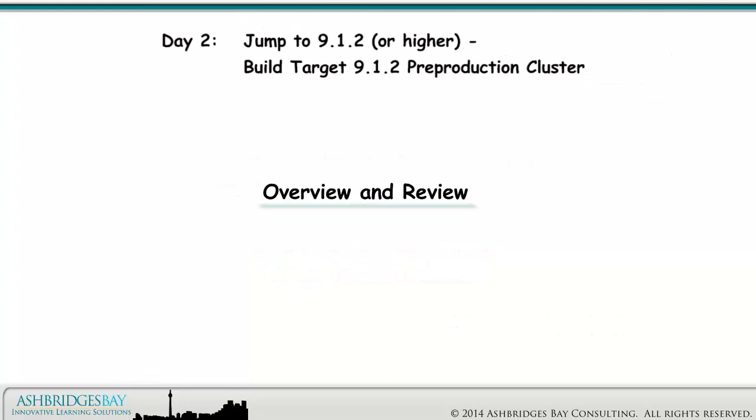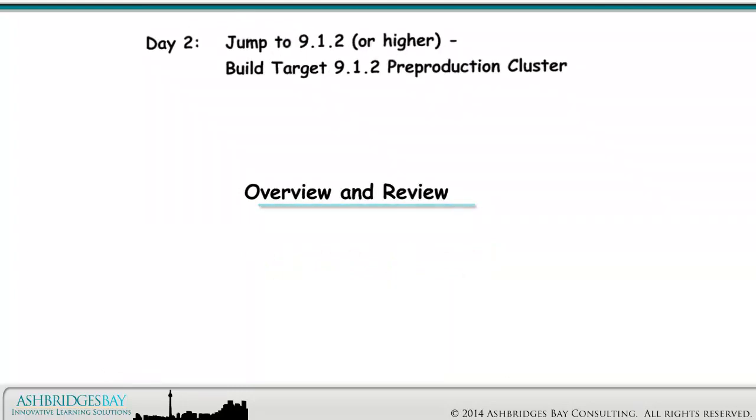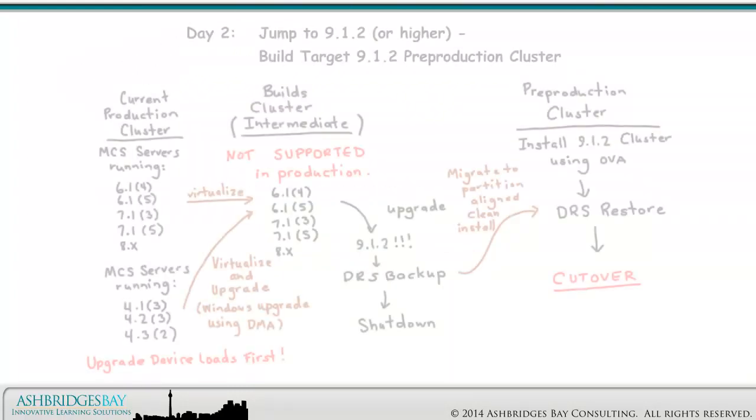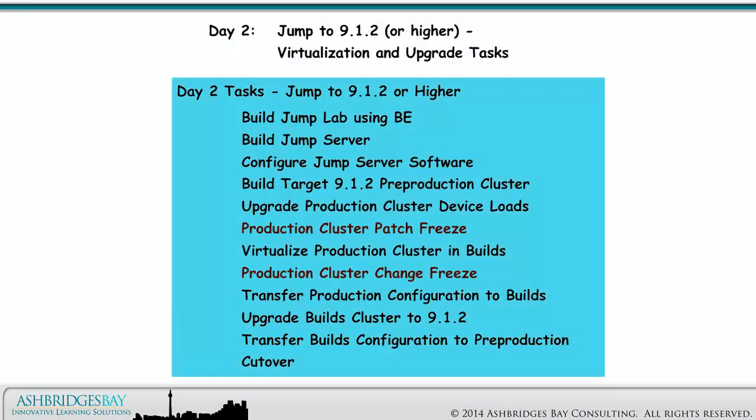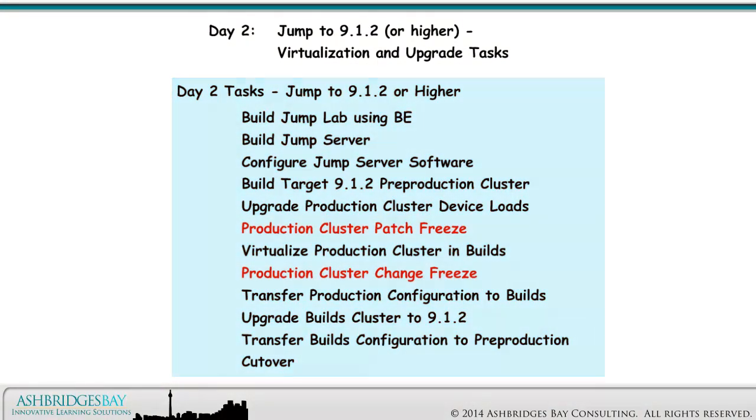Let's start with a quick overview and review. This is an overview of the Jump upgrade and virtualization. This drawing looks at installing the 9.1.2 pre-production cluster. Here are the tasks for a Jump to 9.1.2 virtualization and upgrade. On day 2, a figurative day, we virtualize and upgrade our CUCM cluster.